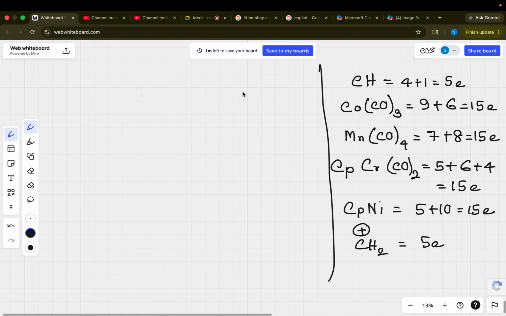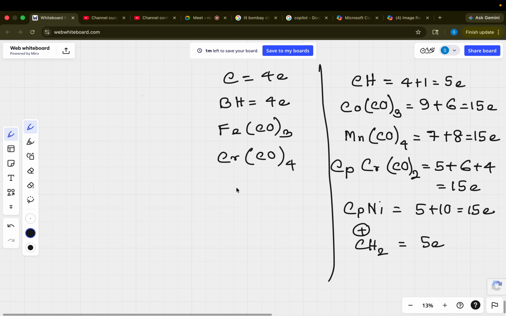Write down here for only carbon. If you have carbon, that means you have 4 electrons. So basically you already know that will also be equivalent to BH, because this also has 4 electrons. Suppose you have Fe(CO)3, you just check here, you will get 14 electrons. Cr(CO)4, here also you will get 14 electrons. Ni(CO)2, CpCo, and another one will be your CH with positive charge. So in all these examples you will get basically 14 electrons. So just check it.